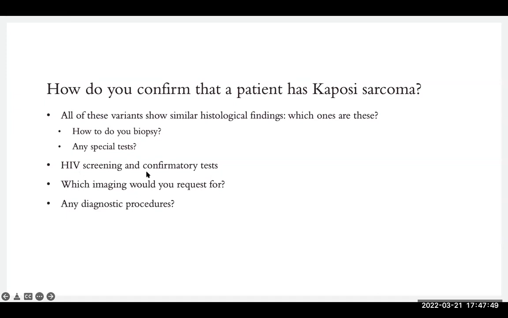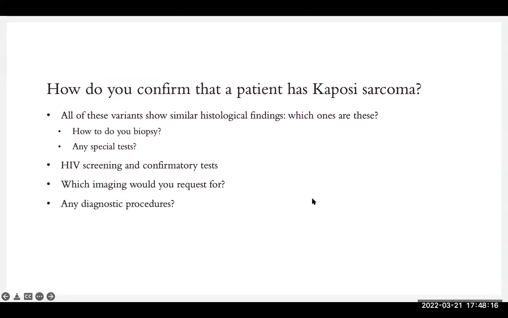HIV screening. Yes. So you have to do the antibody test. The confirmatory tests you might want to do are the ELISA test, CD4 counts, and the viral load, especially in our setup where most of the time it's associated. Okay.